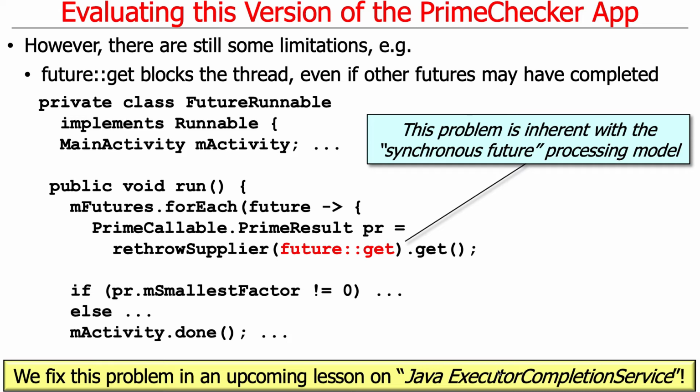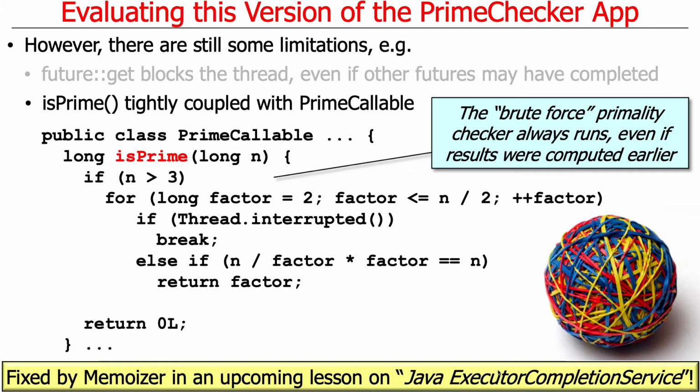And this is a problem that's inherent with the so-called synchronous future processing model. So what's happening here is even though we're running the computations asynchronously, we are waiting for the futures to complete synchronously. So we're waiting for them in a loop, and they have to wait in that loop in some order. And then we wait for them synchronously by calling get. So it solves some of the problems, but not all the problems. And we'll show how to fix this problem later when we talk about the Java Executor Completion Service, which really solves the problem.